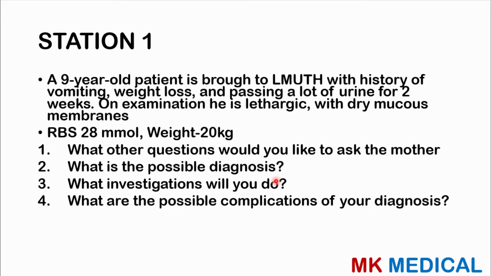So beginning with our station 1, a 9-year-old patient is brought to Living Mwanawasa University Teaching Hospital with a history of vomiting, weight loss, and passing a lot of urine for 2 weeks. On examination, he is lethargic with dry mucous membranes. RBS is 28 millimoles. Weight is 20 kilograms. What other questions would you like to ask the mother? What is the possible diagnosis? What investigations will you do? What are the possible complications of your diagnosis? And you already know the drill. You may pause the video at this time if you so wish before I give you the answer.